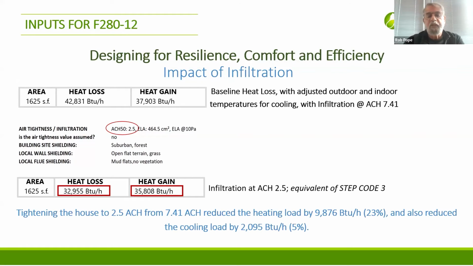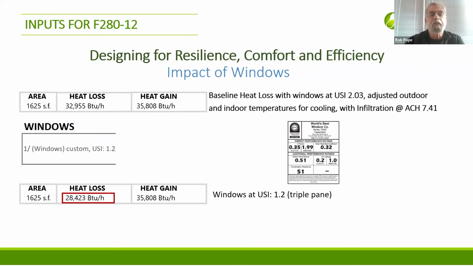9,800 BTUs, 23% drop on the heat loss. It also reduced the cooling load by 2,000 BTUs. It makes a huge difference. Knowing the infiltration is important because that impacts the loads quite substantially.